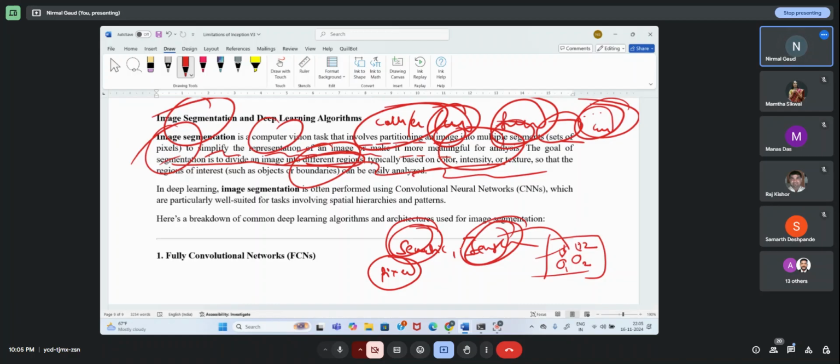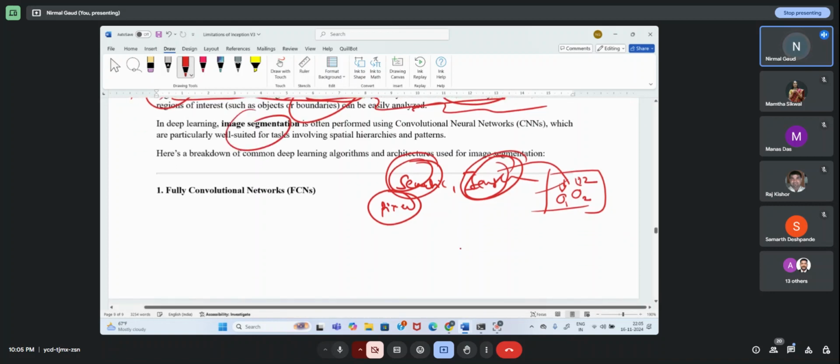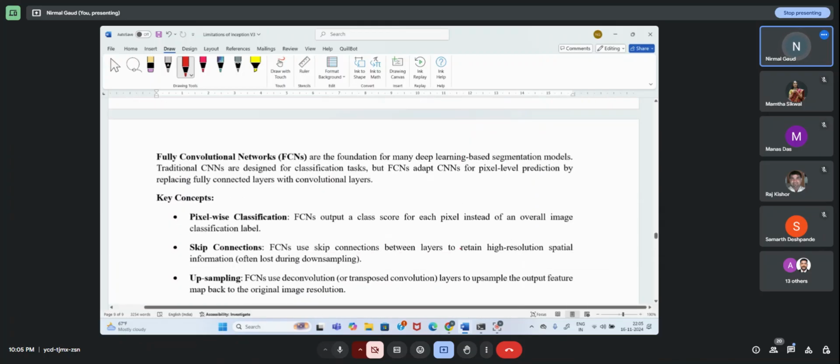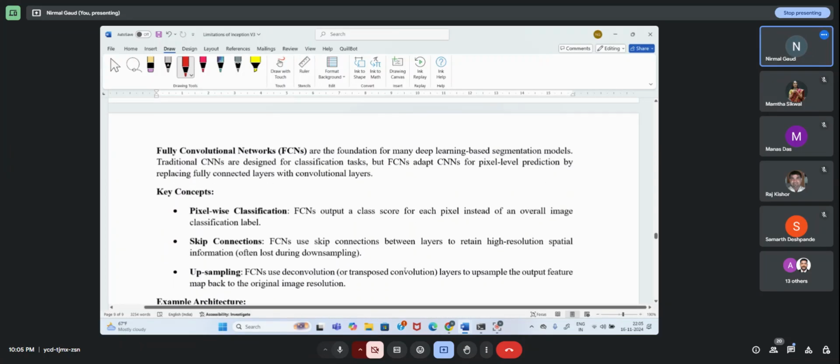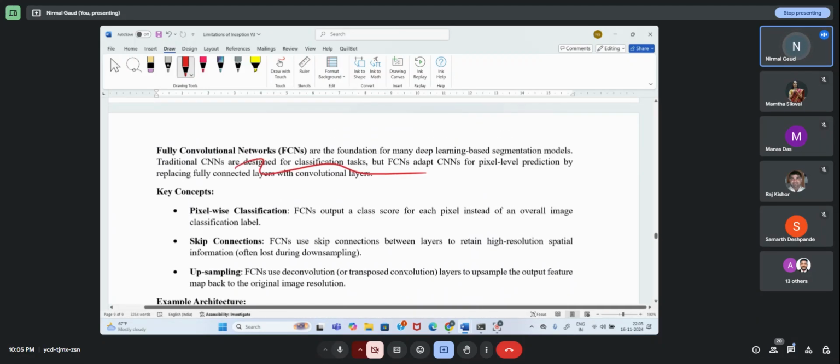Okay, fine. So yes, you can use skin cancer data set, you can use any kind of data set for your purpose to perform your task, no worry. Okay, so image segmentation can be performed by CNN also. We can perform image segmentation by CNN. Okay, by fully connected layer, we can perform segmentation. These are the algorithms which we can use to perform segmentation.